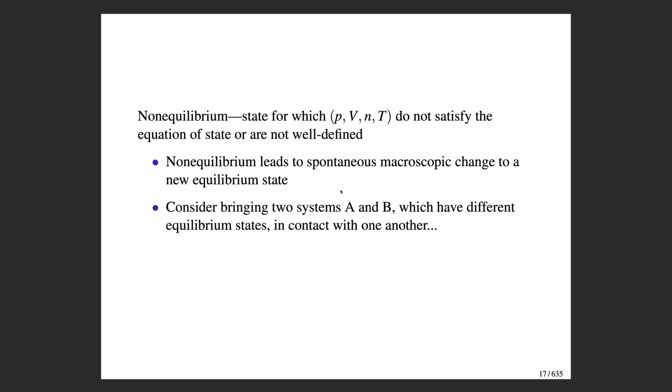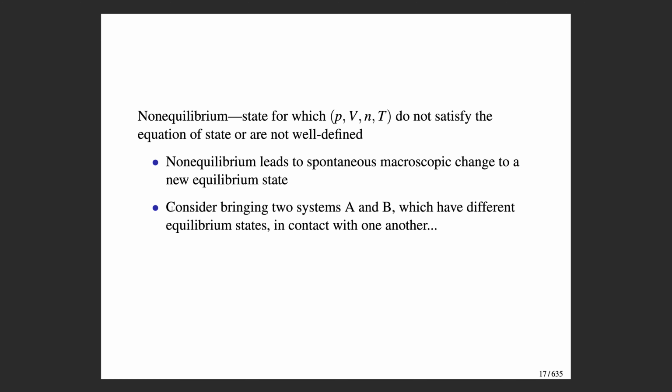I wanted to say just a word about non-equilibrium. So systems can find themselves in non-equilibrium states. It's not that they don't exist. It's just that the values of pressure, volume, number of moles, and temperature do not satisfy the equation of state for non-equilibrium states, or they're not well defined in the sense that the temperature may be changing, or the temperature may not be uniform throughout the system that you're talking about. If that's the case, then the equation of state doesn't work anymore. You have a non-equilibrium system, and that non-equilibrium state is going to, at some point, spontaneously change into a new equilibrium state. Okay, so non-equilibrium states are not thermodynamically stable. They will, at some point, eventually reach a new equilibrium. It may take forever for that to occur, but it will happen eventually.